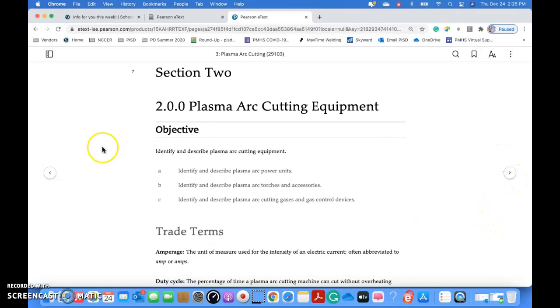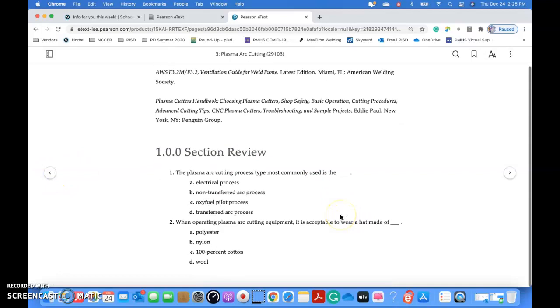And we're not going to start section 2. We're going to end it on section 1. So you'll need to know the answers to this section review that we already talked about. There'll be a study set with that information in there. Or maybe we'll make an Edpuzzle out of this one. I think that's what I'm going to do.